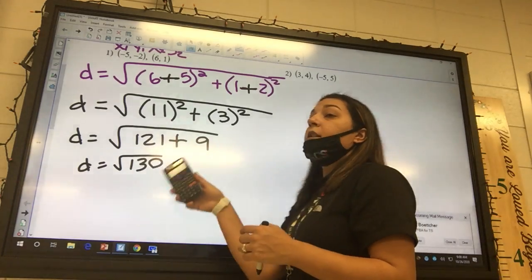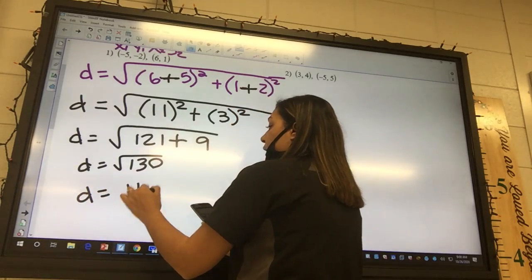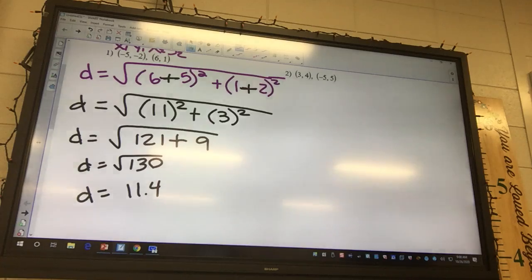And then this is still under the square root operation. We're not done. So we type that in our calculator and you're going to get 11.4. The square root of 130 is 11.4. And that's what D equals.